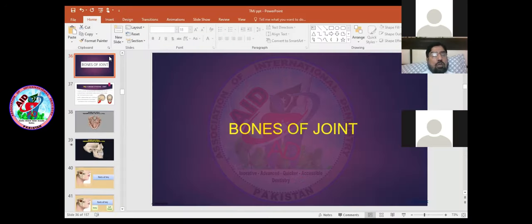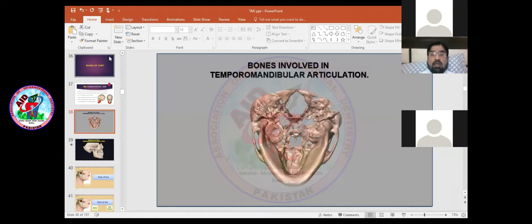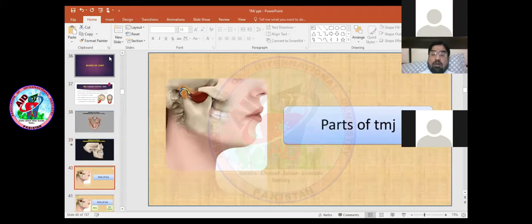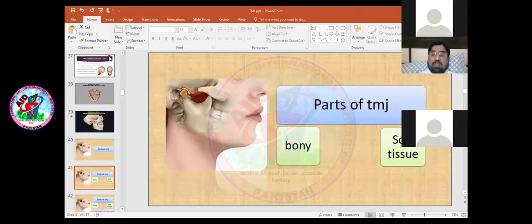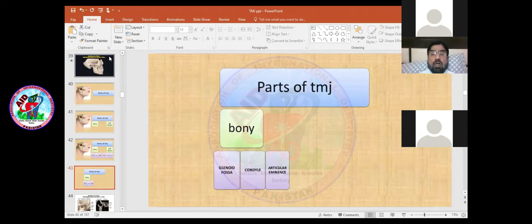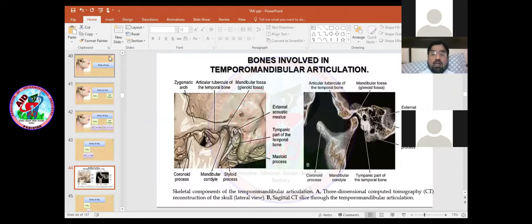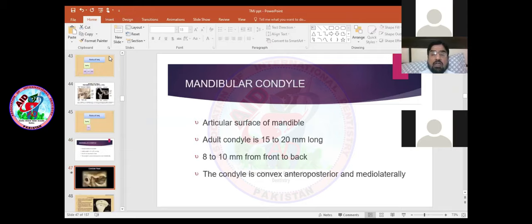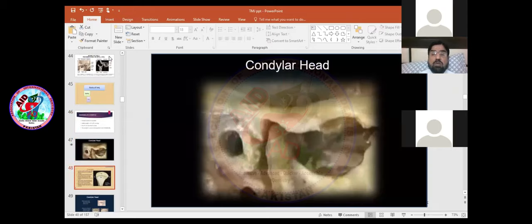Today, ladies and gentlemen listening to me, I'm going very fast, so just look at the slides very keenly. The topic which we have covered today is the bone of the joint. When we achieved the TMJ, we saw the three-dimensional view, and then we oriented the bones. Then we discussed the parts of the TMJ, bone and soft tissue. First we went for the bone. We described the outer surface of the joint. Then we went for the condyle, and after that we discussed the condyle anatomy in detail.